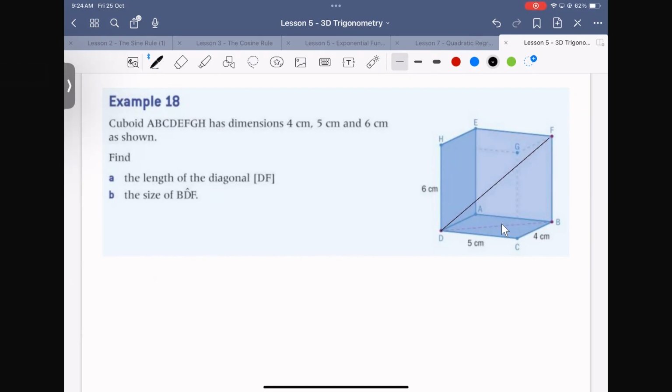E to C will be the same. H to B will be the same. They'll all be the same length. This is the length you would get if you put a long spoon lying into the box. It would lie along there. But the trick to finding the length of this one lies in this triangle in the base. Can you see? I'm going to start off with this triangle in the base here.